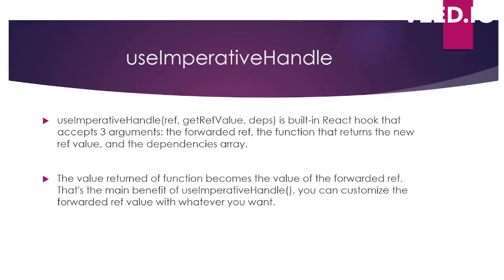useImperativeHandle is a built-in React hook that accepts three arguments: the forwarded ref, the function that returns the new ref value, and the dependencies array. Now let's understand why it is used.